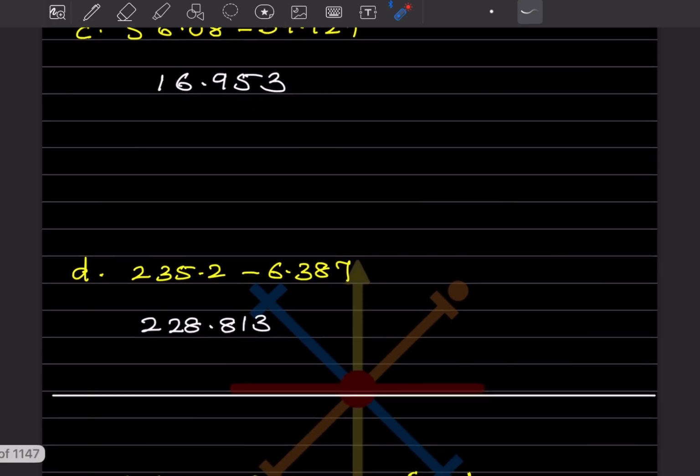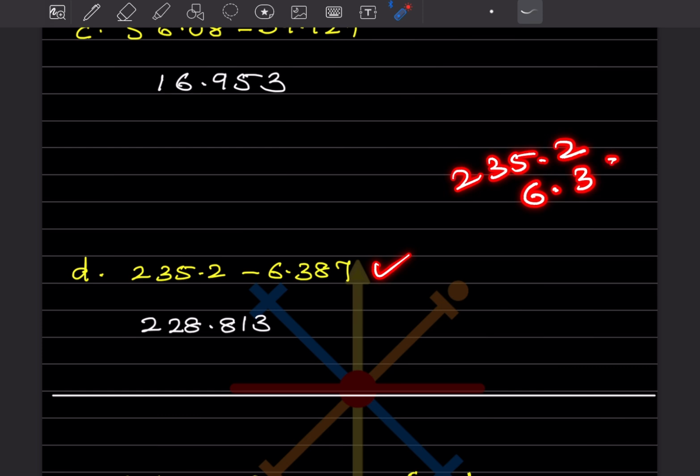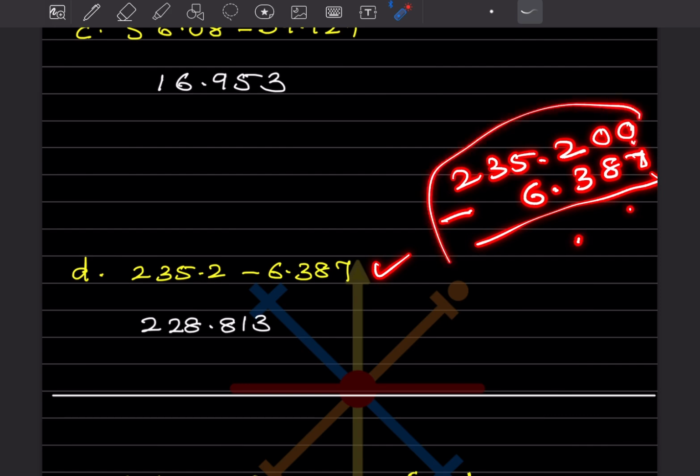Again for this one, 235.2, and that is 6.387. You are going to subtract it. As I said, you can put any number of zeros here. So later on, when you subtract this one, you get the answer 228.813.